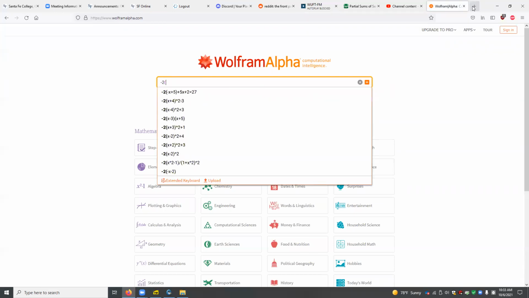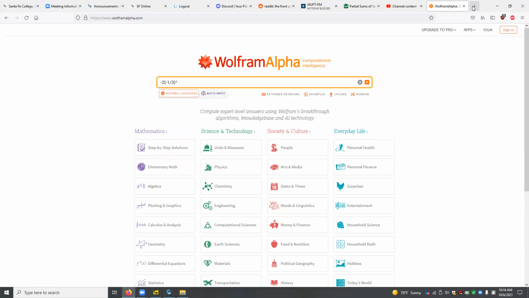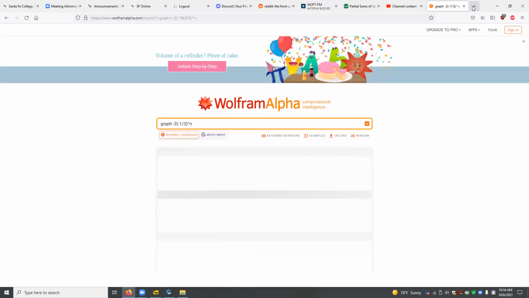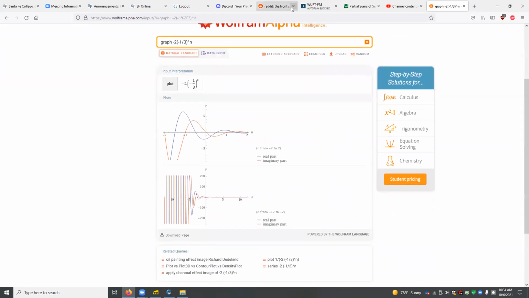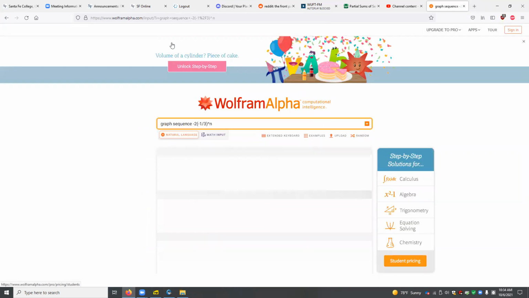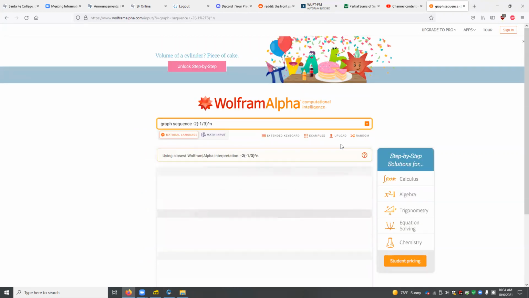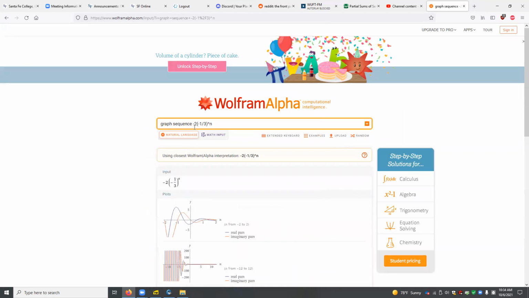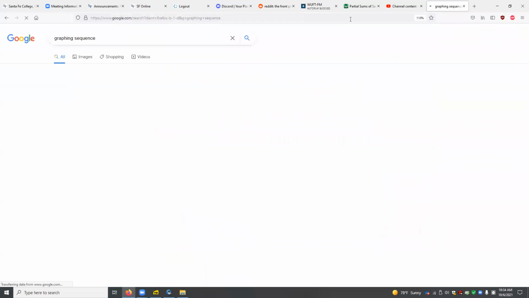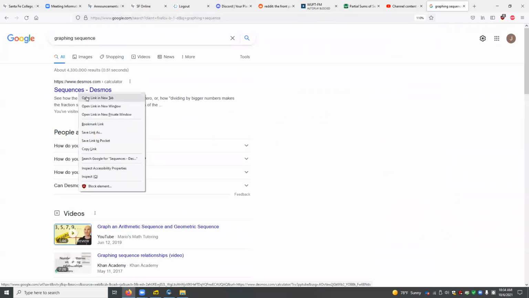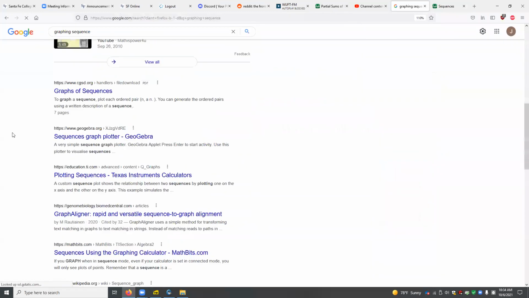Like -2 times -1/3 to the nth power. I can ask for the graph. Oh, it's giving us a continuous function graph. They're always changing this thing. No, it doesn't like that either. All right, that's a shame. Wolfram used to be good at this. Yeah, it can be done in Desmos, but it's messy. I guess Desmos is the main tool now.